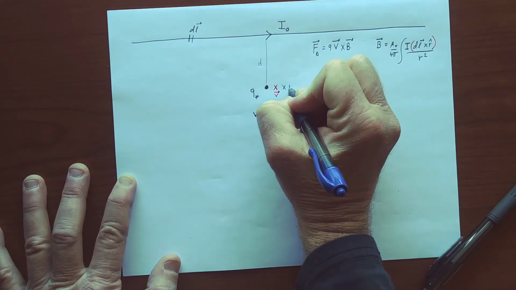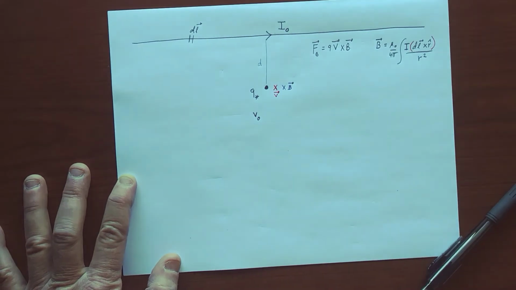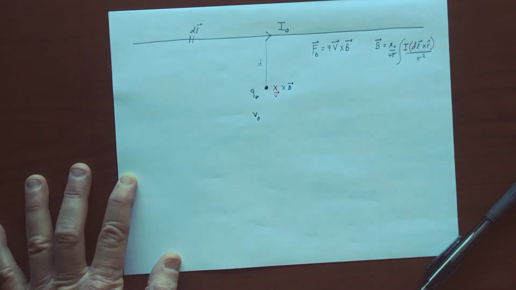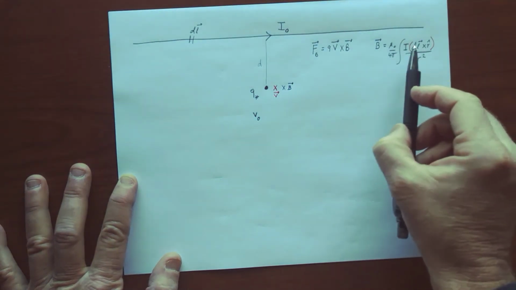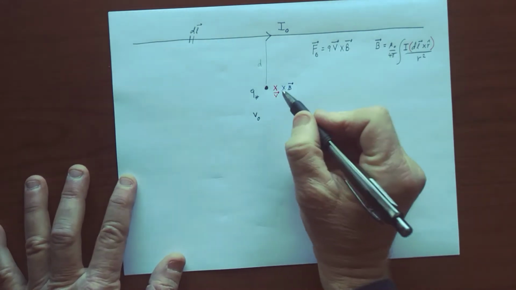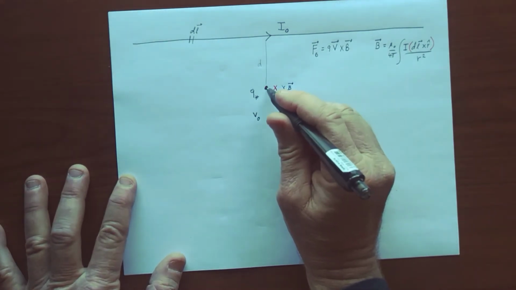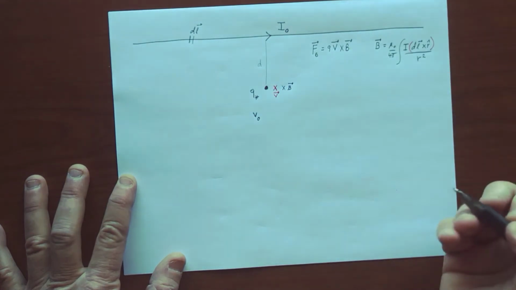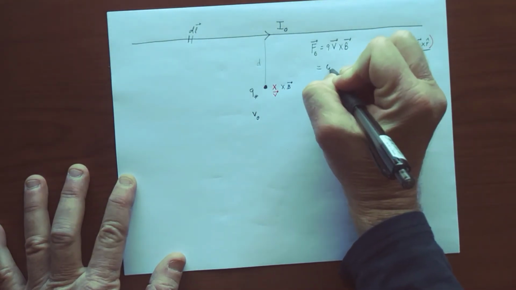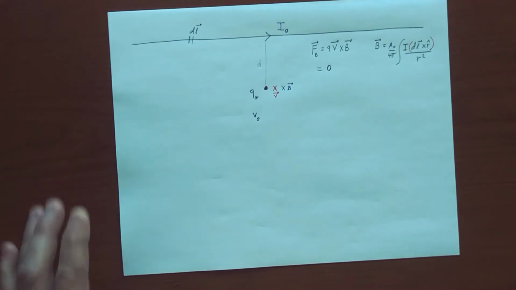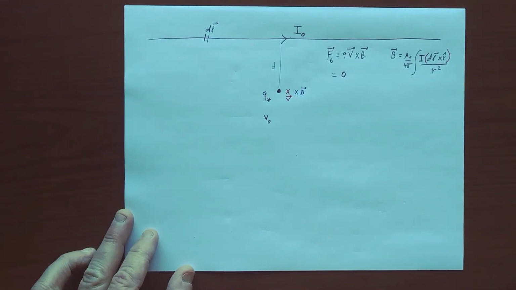So B, by the right-hand rule applied to this part of the Biot-Savart law, tells us that the magnetic field is pointing in. So velocity and magnetic field are aligned, and so this goes to zero. So the magnetic force is zero. I don't need to evaluate the magnitude of the field.